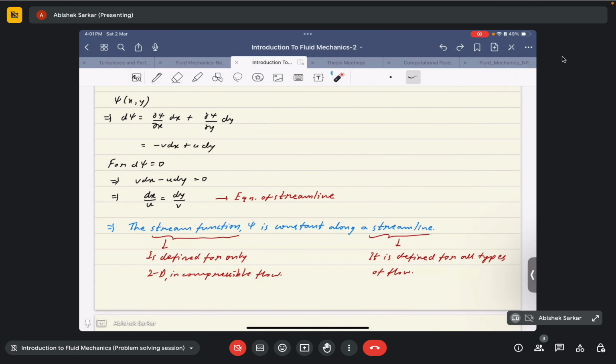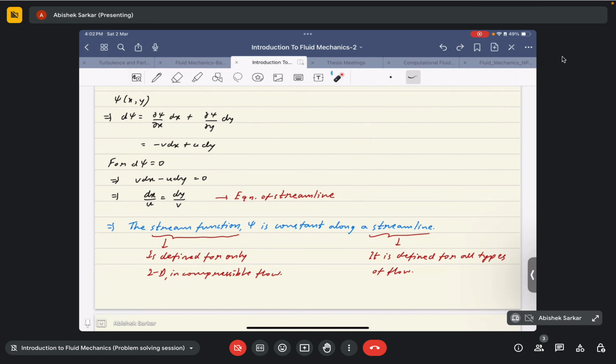But from here you can clearly see that for a 2D flow, stream functions with constant values give the streamlines of the flow. But the crucial difference between streamline and stream function is that stream function is only defined for 2D incompressible flows. Okay, but streamline is valid for all types of flows.